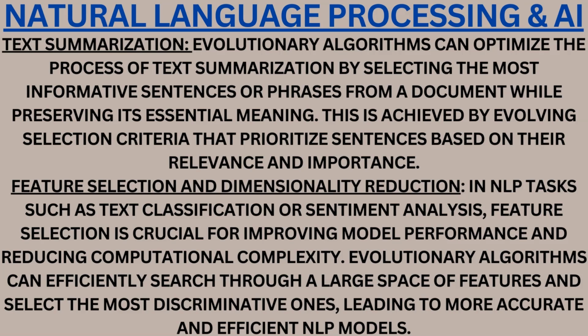Feature selection and dimensionality reduction. In natural language processing tasks such as text classification or sentiment analysis, feature selection is crucial for improving model performance and reducing computational complexity. Evolutionary algorithms can efficiently search through a large space of features and select the most discriminative ones, leading to more accurate and efficient natural language processing models.